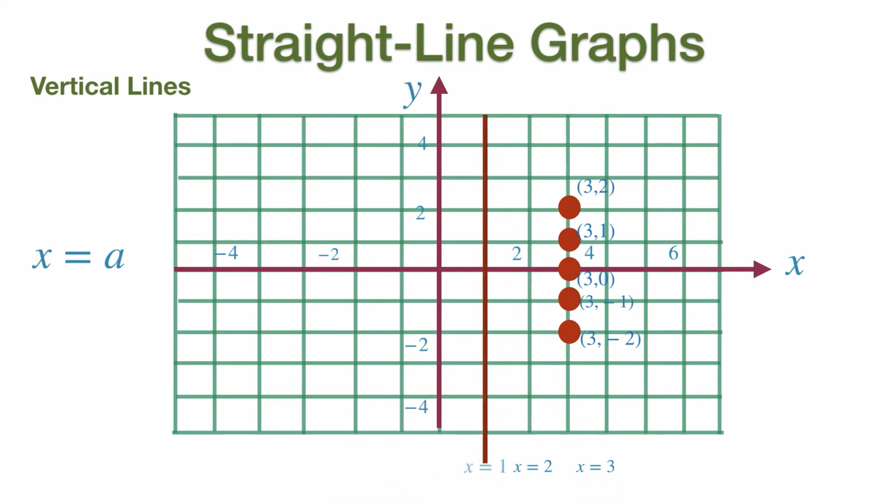Similarly, if the vertical line passes through 1, 0, -1, and -2, the equations of the lines will be x equals 1, x equals 0, x equals -1, and x equals -2 respectively.